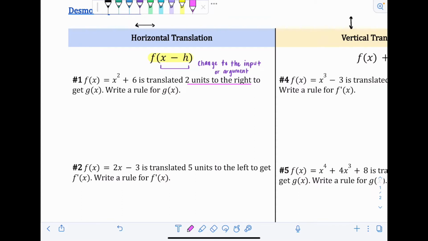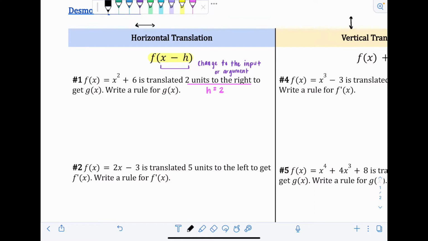So 2 units to the right would mean that h equals positive 2. So h is always the value of our horizontal translation. If we're going to the right, it would be positive. If we're going to the left, it would be negative.